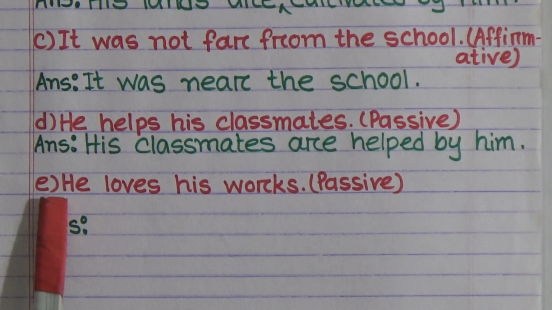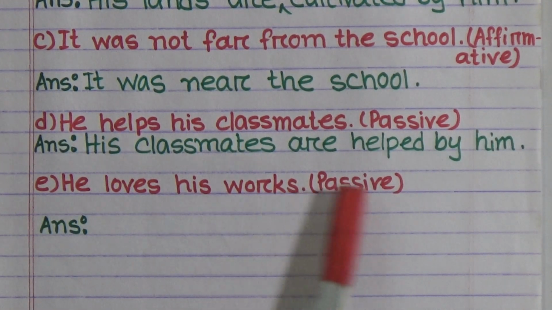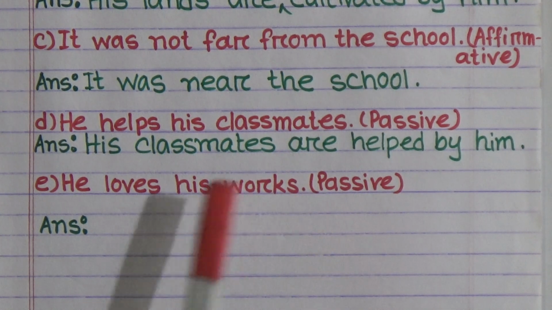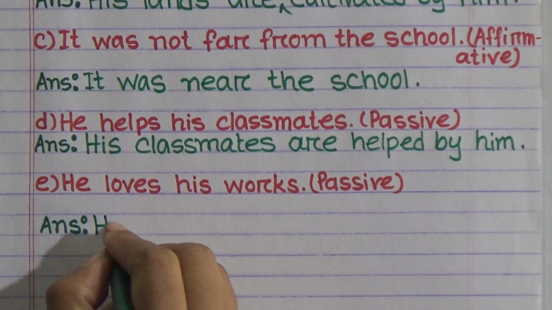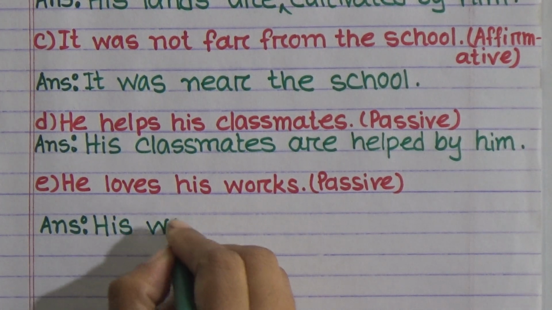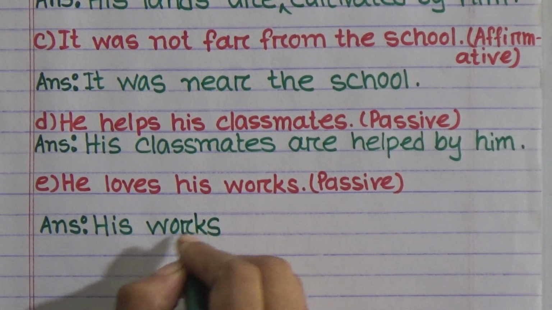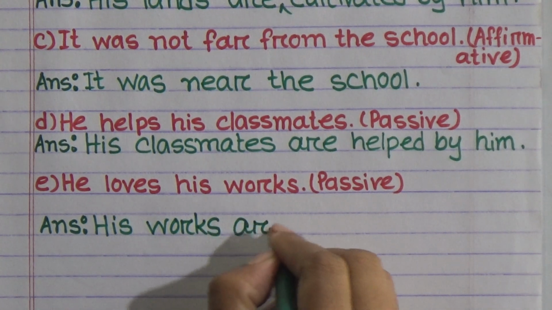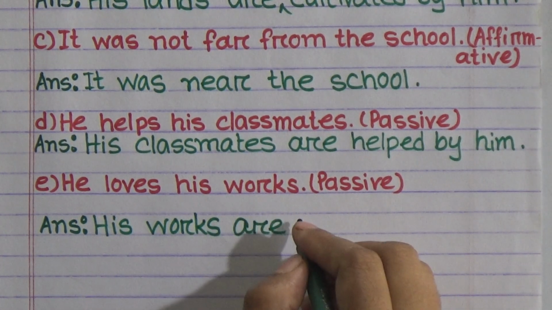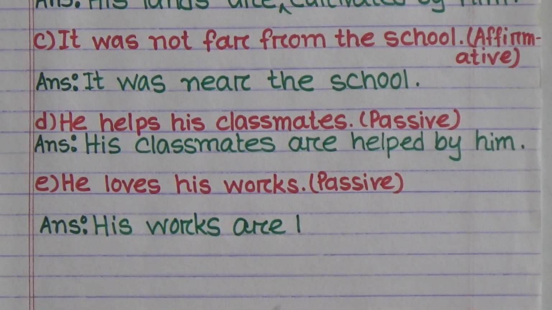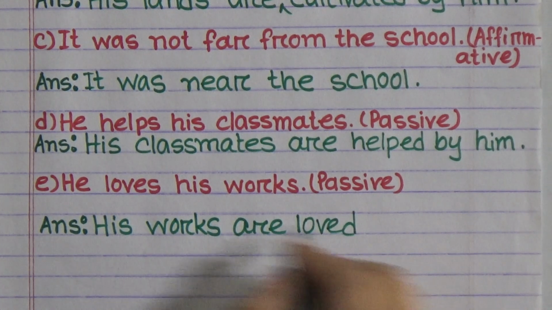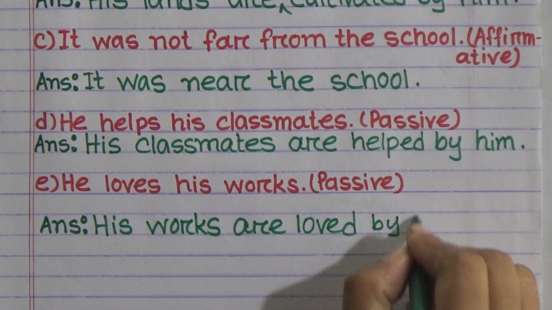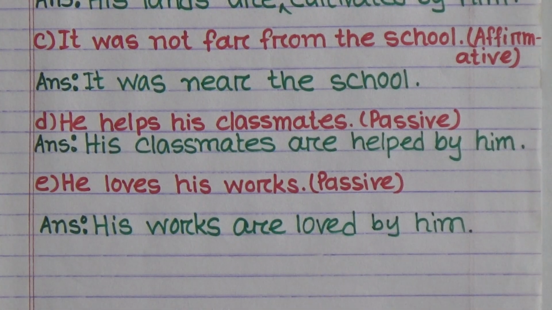Now at last, number E, he loves his works. Also it will be passive. So he loves his works, we have to write the object as subject, his works. Then again we have to write an auxiliary verb, and it will be are, as his works are plural. Then we have to write the past participle form of love. So it will be loved. His works are loved by him. Students, the sentence will be his works are loved by him.